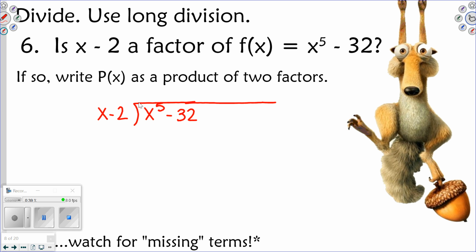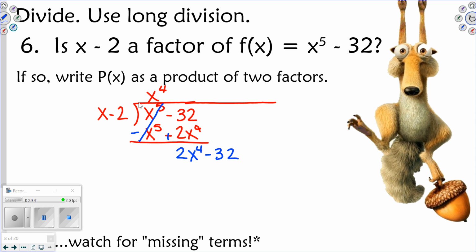All right. What do you multiply x by to get x to the 5th? x to the 4th. Then we distribute. x to the 4th times x, x to the 4th times negative 2. Then what? Change your signs. My x to the 5ths cancel. Those aren't like terms, so I have 2x to the 4th minus 32. You guys with me? Okay, and then we start again.